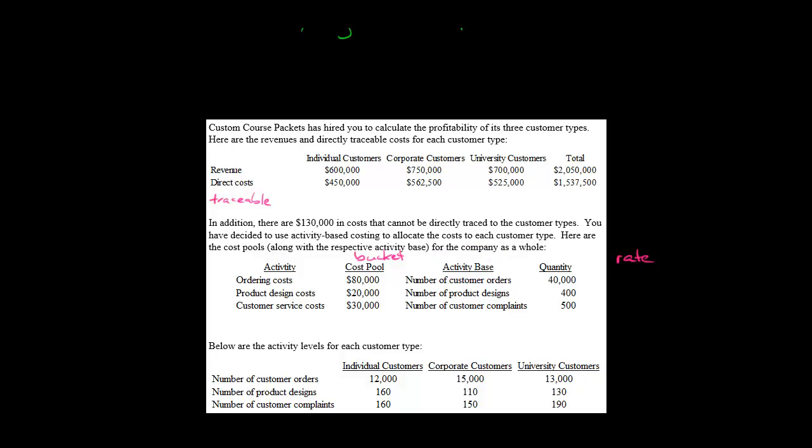And so when we say ordering costs, we could divide that by the number of customer orders. So there's $80,000 in cost, 40,000 customer orders. So we could say that's $2 per order. So every time there's a customer order, we'll allocate $2 of costs. And then product designs, 20,000 divided by 400 product designs. So that would be $50 a design.